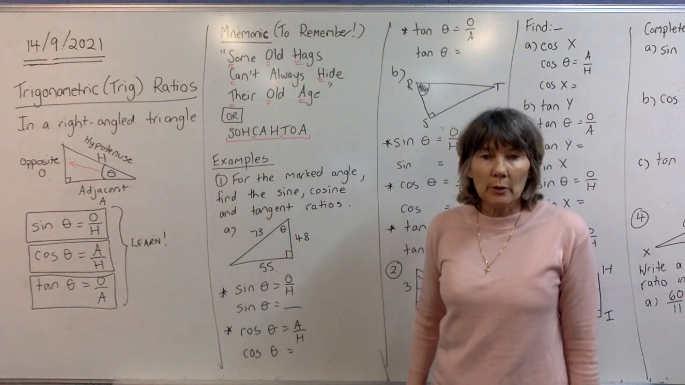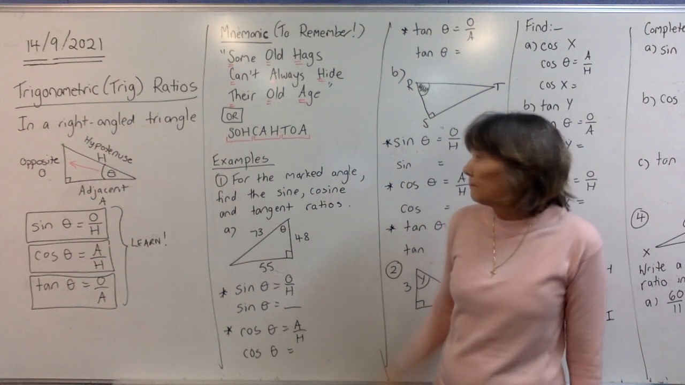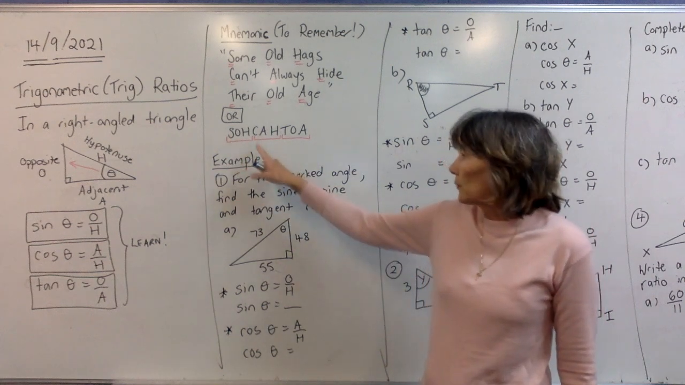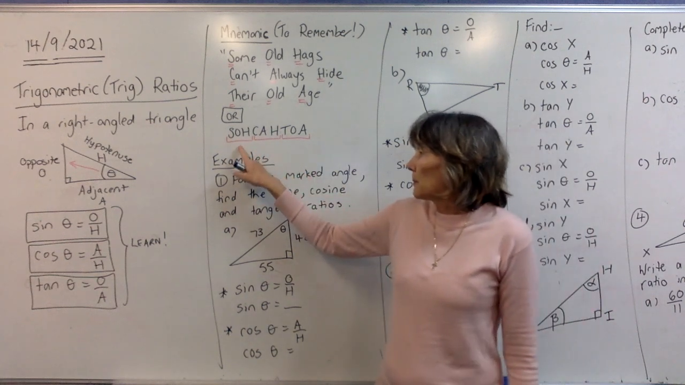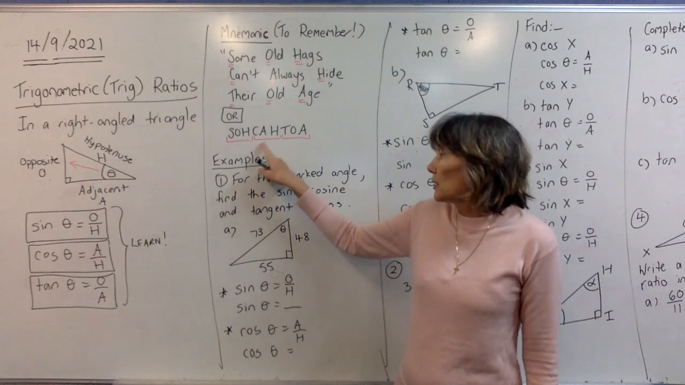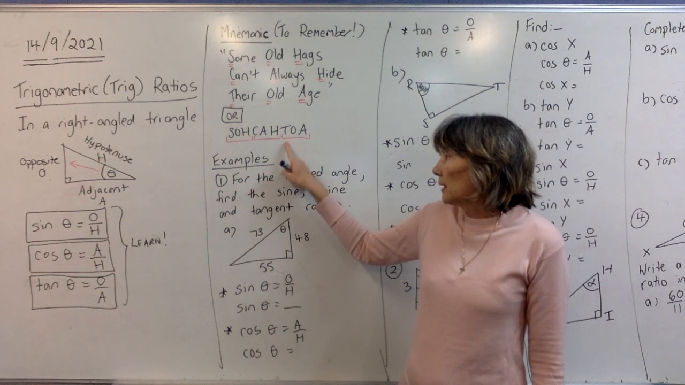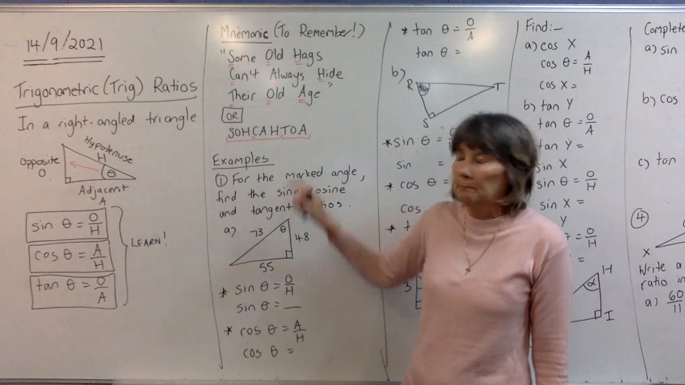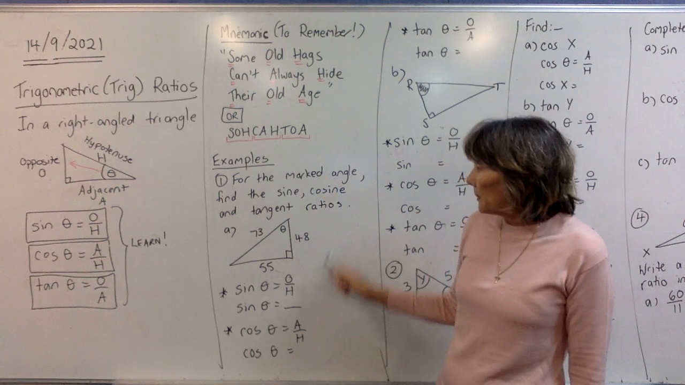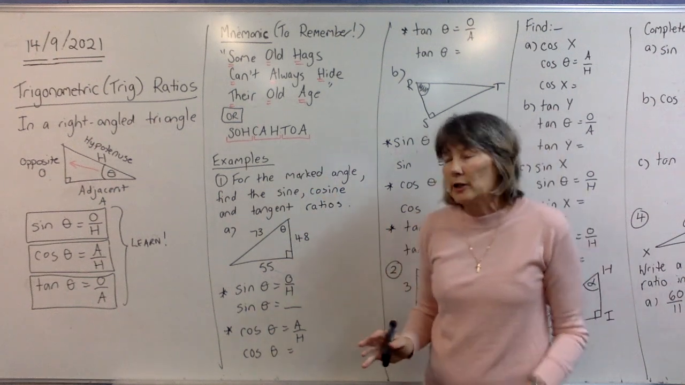Some people like to remember it by just learning SOHCAHTOA. That's fine. It is in groups of three. So sine is opposite over hypotenuse, cos is adjacent over hypotenuse, and tan is opposite over adjacent. Okay, so I'm going to go through some examples just being able to use those ratios.